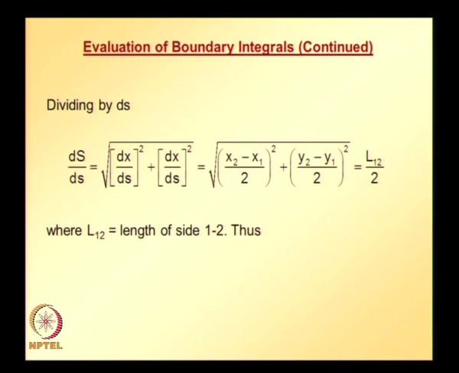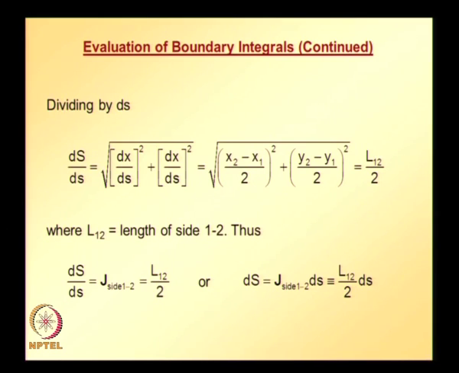So L over 2, L12 over 2, that is what j is for side 1 2. This L12, the length of side 1 2, can easily be obtained from the coordinates of the nodes, and so the relation is this one: D capital S over D small s is equal to L12 over 2, which can be rearranged in this manner.